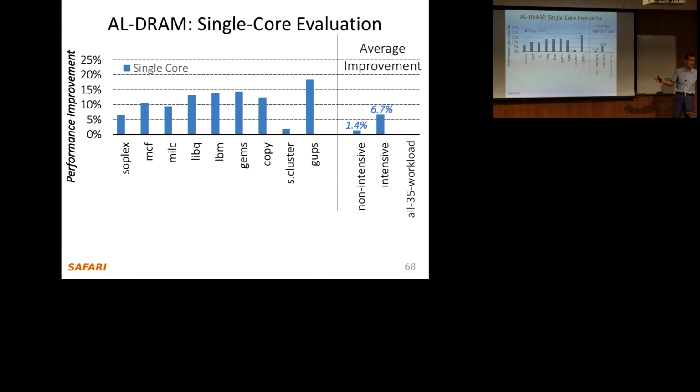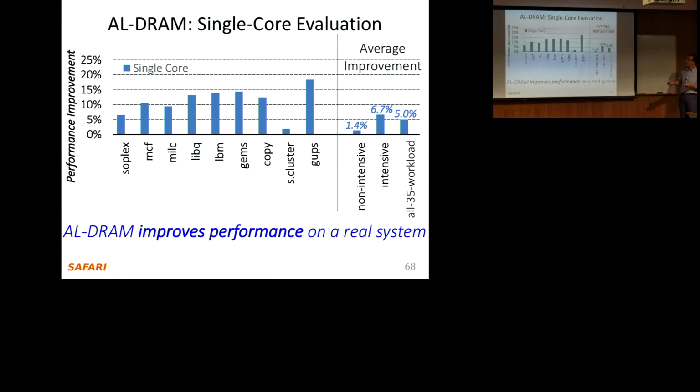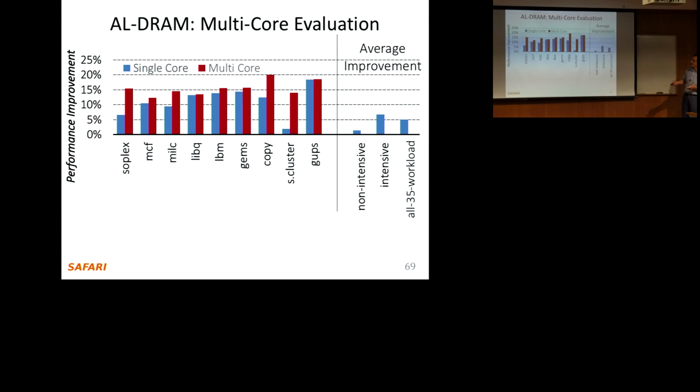And this is real improvement on a real system. And if you actually want to be more memory-intensive, how do you get more memory-intensive? Basically, we replicated these workloads and ran them together on the 4 cores that we had. And the performance improvement that you get, of course, increases. Basically, on memory-intensive multi-programmed workloads, you get about 14%. And again, no errors over the course of many, many months.